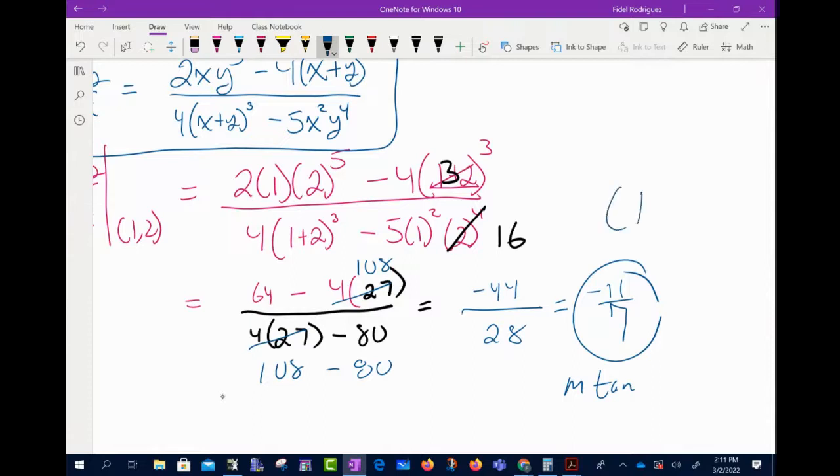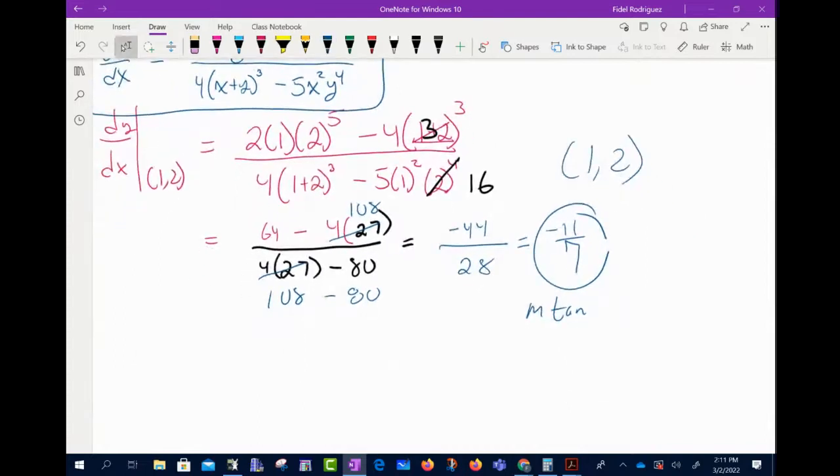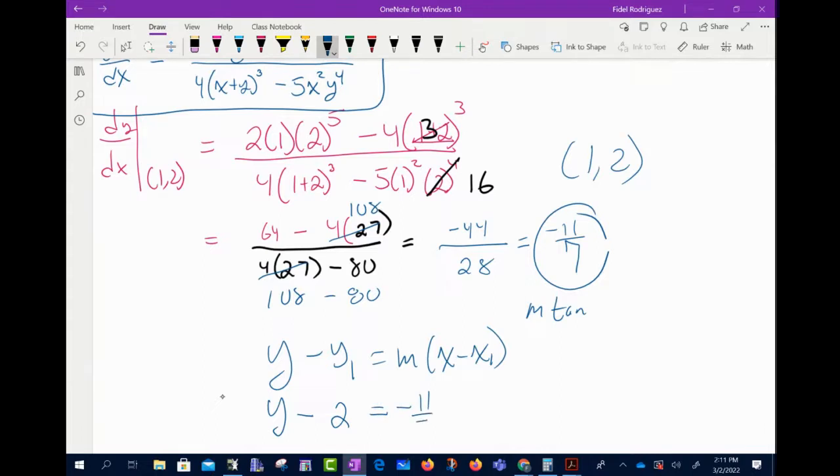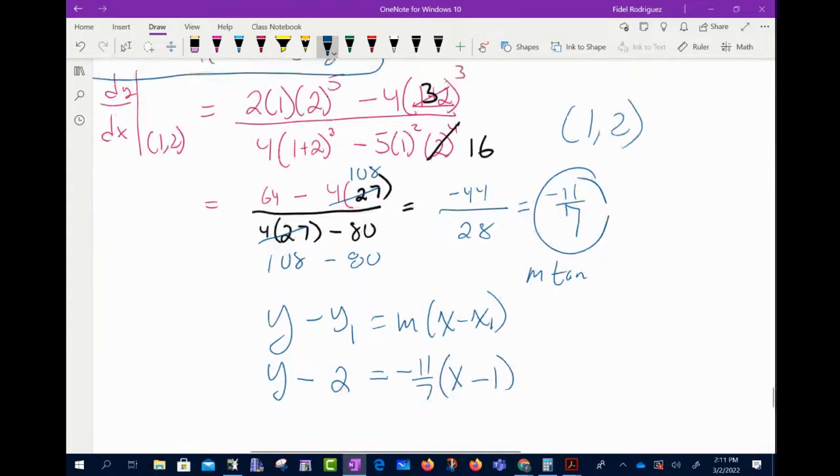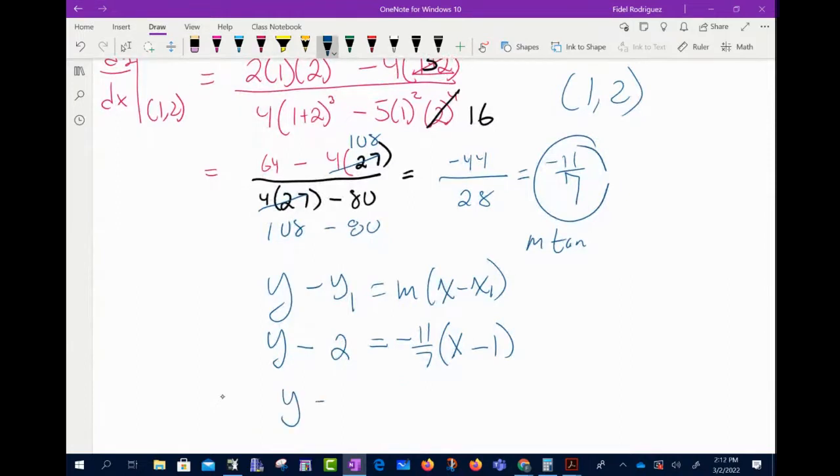And remember the point that we used was the point (1, 2)? So yeah, aren't we just going to go y minus y1 equals m times (x minus x1)? So y minus 2 is the negative 11 sevenths times (x minus 1). So y minus 2 is the negative 11 sevenths x plus 11 over 7.